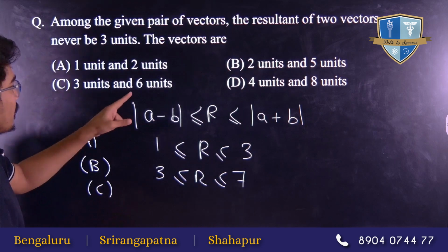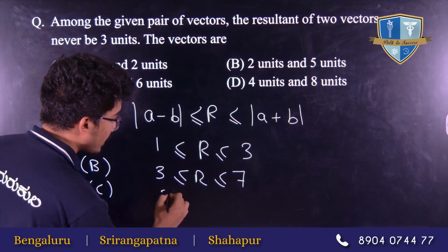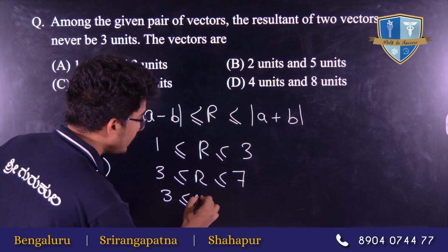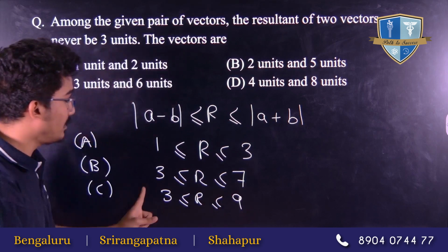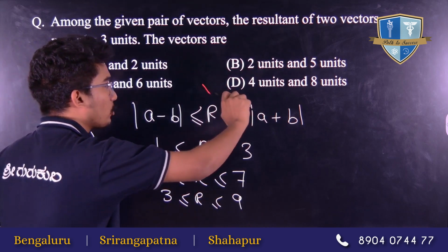According to option C, their absolute difference will be 3, which is 6 minus 3, and their addition will be 9. So it is between 3 to 9 and it can be equal to 3. So this is also not the correct option. So the correct option will be option D.